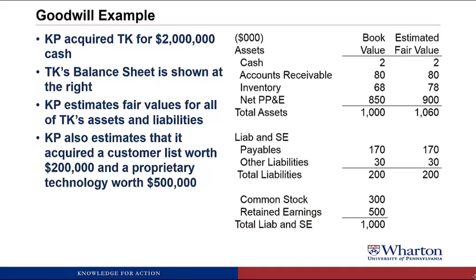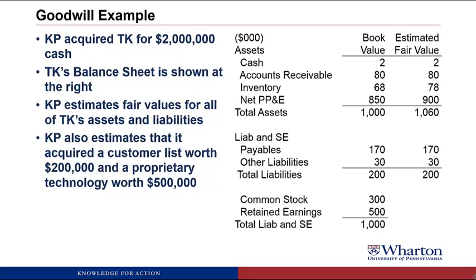KP also estimates that it acquired a customer list worth $200,000 and a proprietary technology worth $500,000. So those are going to be additional assets that we're going to have to add. Now, they weren't on TK's balance sheet because they were internally developed. TK internally developed the customer list and the proprietary technology. They can't claim them as assets.